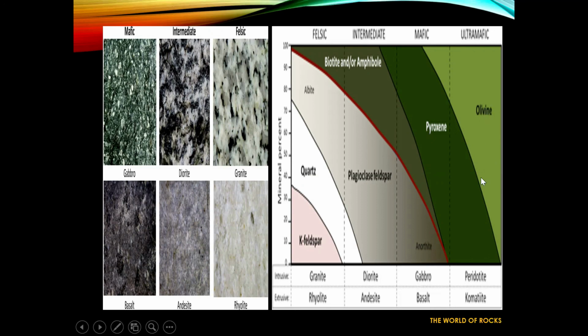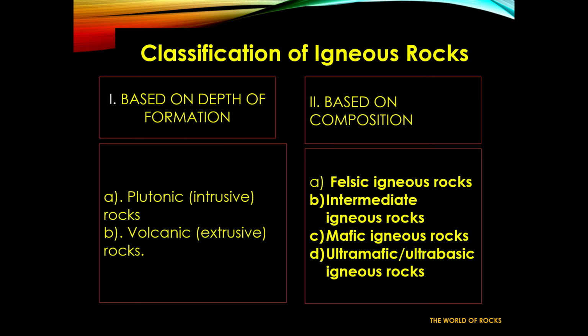So there are two types of classification of igneous rocks. One is based on the depth of formation of rocks, and the other one is based on composition.